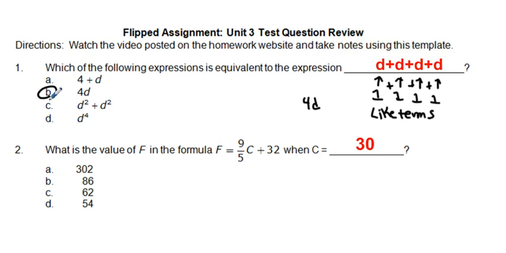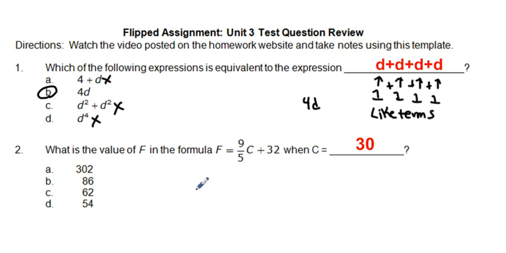And let's just explore why the other options are not going to work. 4 plus d are two unlike terms, a constant plus a variable. That doesn't apply. D squared indicates multiplication. We're not multiplying over here. We are adding the d's, not multiplying the d's. And this is another multiplication, d to the 4th power. So that is why B is the best answer.